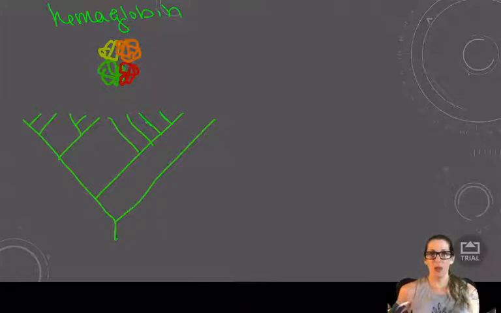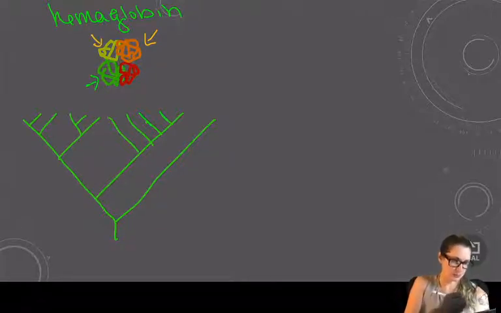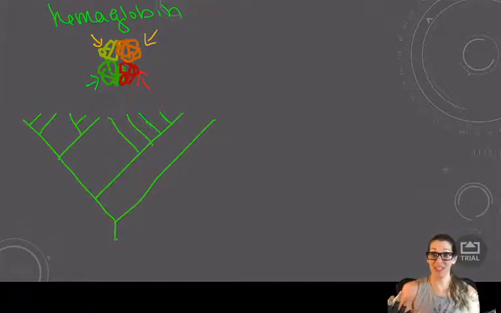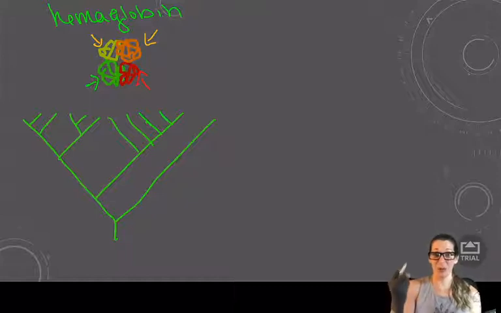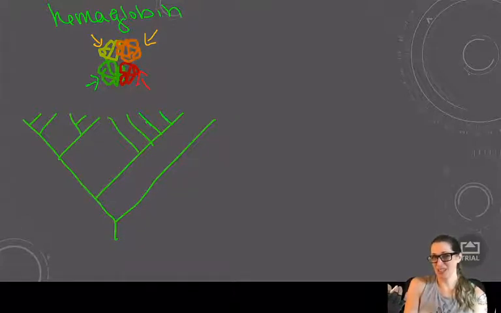The hemoglobin molecule that we talk about the most in humans is 4 different polypeptide chains. 4 different polypeptide chains, that's 4 different genes. The actual hemoglobin molecule is the product of multiple hemoglobin genes. How did we get those multiple hemoglobin genes? We got them through duplication events.